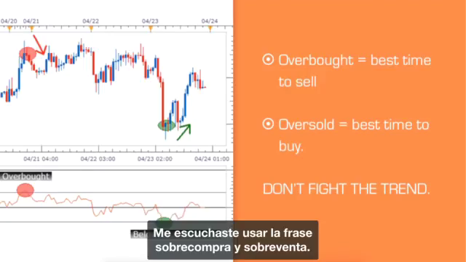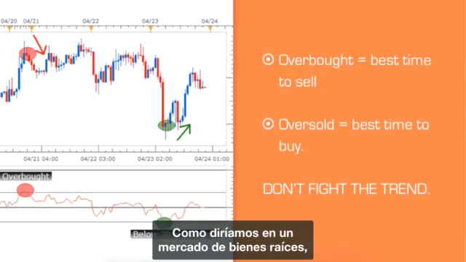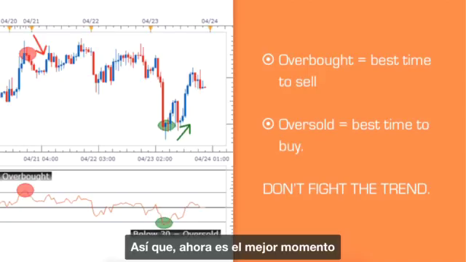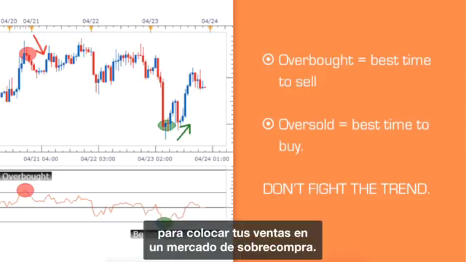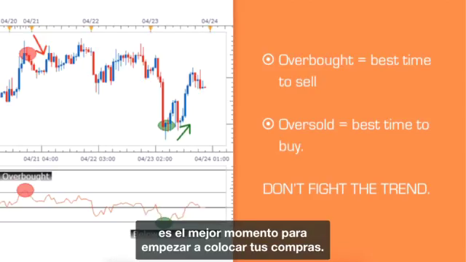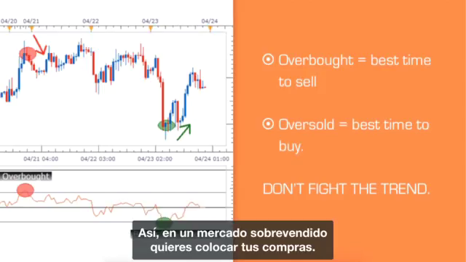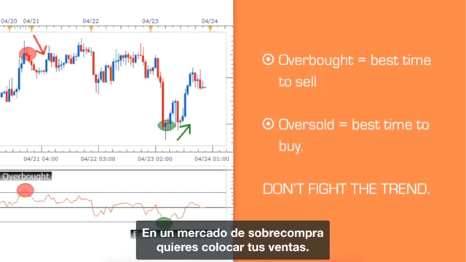You heard me use the phrase overbought and oversold. When I say overbought, what I'm saying is that the market has reached its limits of people who are willing to place buys, and now no one wants to buy anymore. As we would say in a real estate market, the inventory is low. So now is the best time to be placing your sells in an overbought market. In an oversold market, the opposite is true. When you're in an oversold market, that means there's so many people that sold that they flooded the market, and now it's the best time to start placing your buys. Why? Because the value is now cheap enough for you to want to buy. So in an oversold market, you want to place your buys. In an overbought market, you want to place your sells.